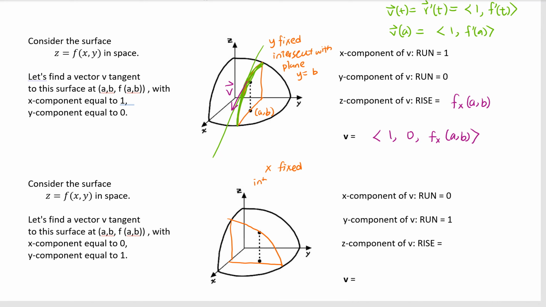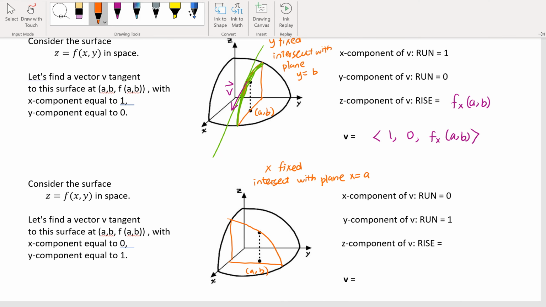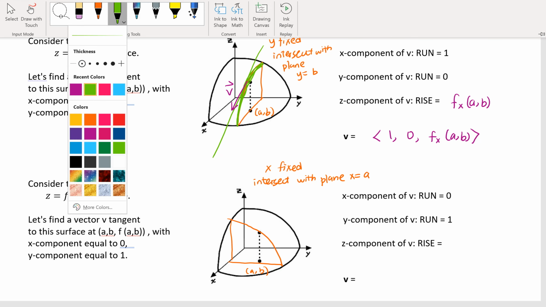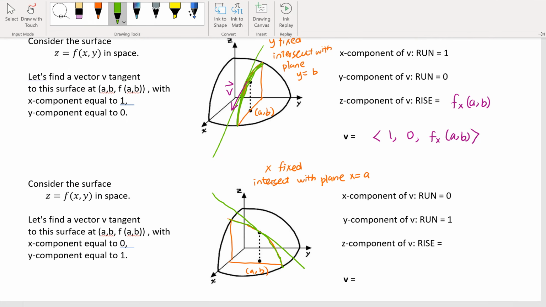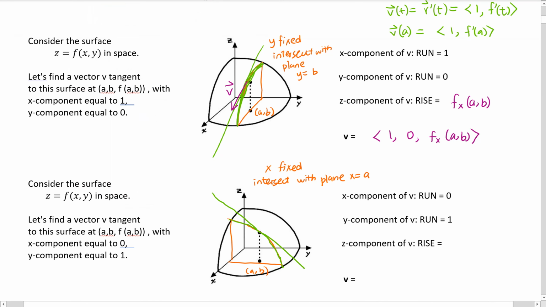Okay, so intersect with the plane x equals a, because this point is (a, b), right? x is a, or y equals b. Okay, then we can see this plane intersects the surface and we get a curve. And then we want to find a tangent line of this curve. Furthermore, we want to find the direction of this line.